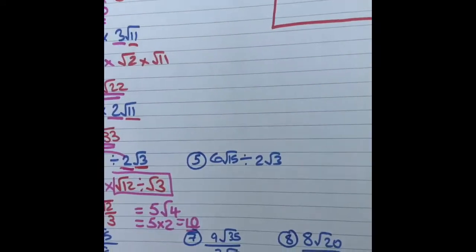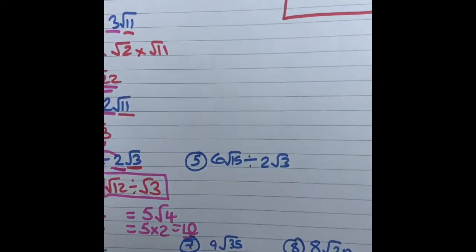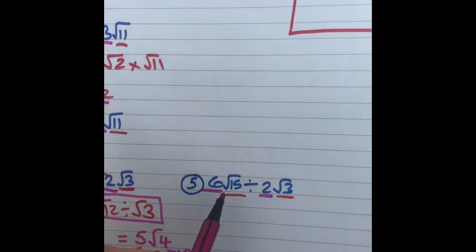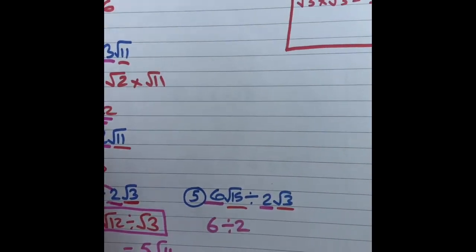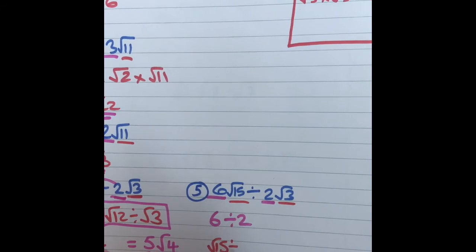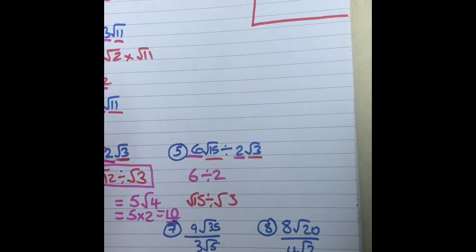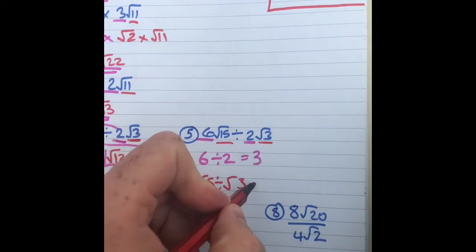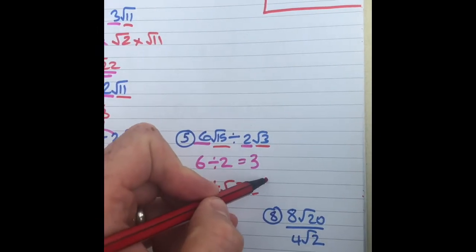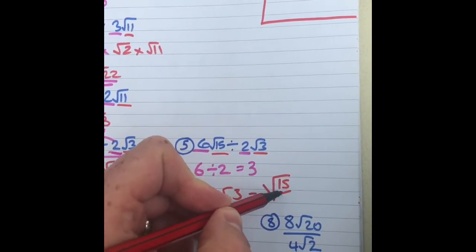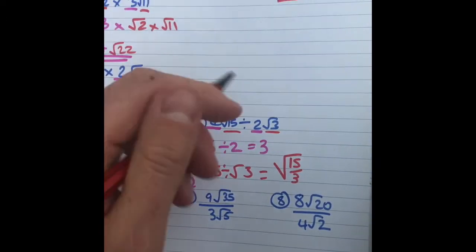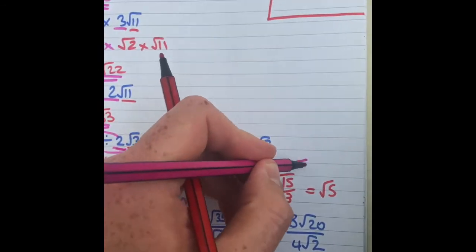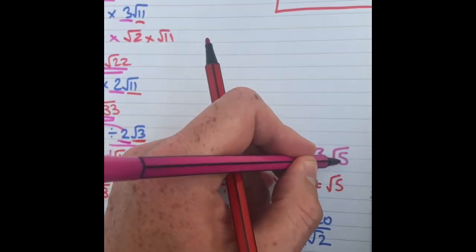Next one. So 6 root 15 divided by 2 root 3. So first step, underline, different colour, the roots and numbers. 6 divided by 2 is the first one, and then root 15 divided by root 3. 6 divided by 2 is 3. Root 15 divided by root 3, well, that's the same as using the rules up here: root of 15 over 3. Well, 15 divided by 3 is 5, so that's root 5. Put the two together, you get an answer of 3 root 5.